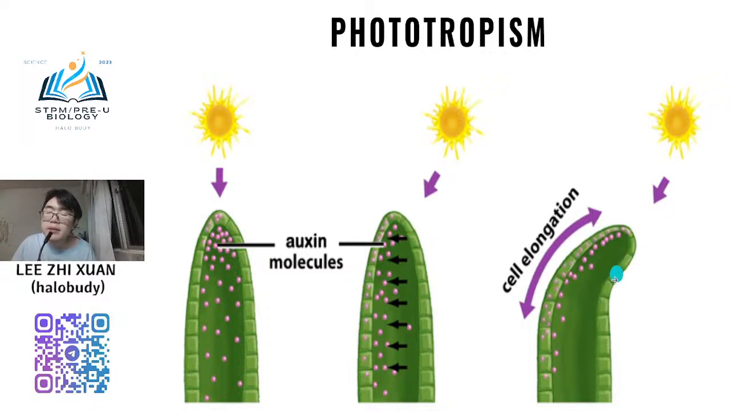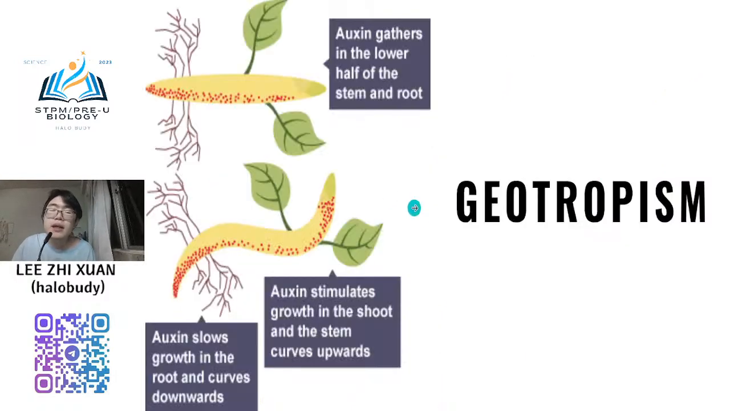On the brighter side, the cells do not elongate. They only maintain there, but on the darker side the cells are elongating. So that is why the plants face toward the sunlight. This is the reason for auxin's effect. Another one is geotropism. There are 2 types of geotropism, positive and negative. If you still remember, geotropism is the response of auxin toward the growth of the plant based on gravity.